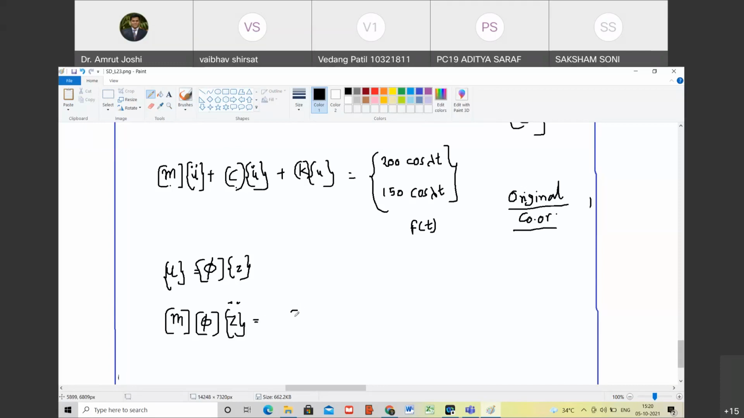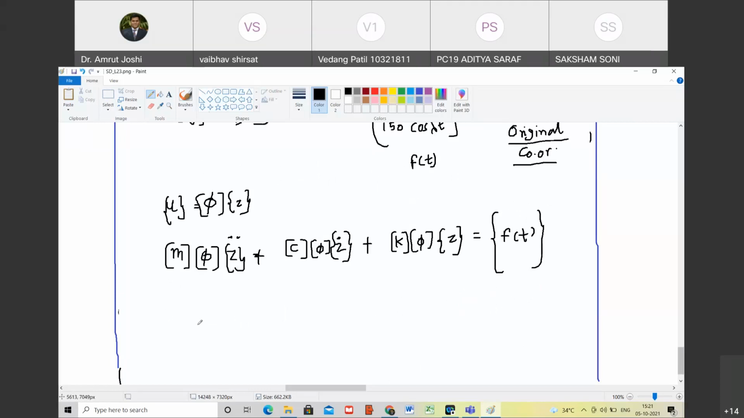Plus this is the small c matrix. What will u dot become? phi z dot. Happy? Z dot, these are generalized velocity vectors z1 dot and z2 dot. Plus k times, now what do I write here, phi z. These are generalized displacements z1 and z2, is equal to the original force matrix f of t as it is. Happy? Are you with me?